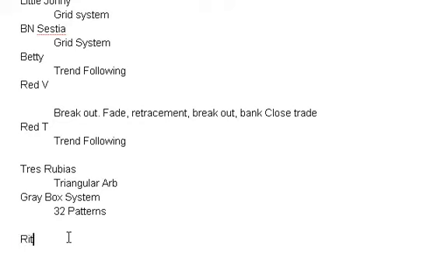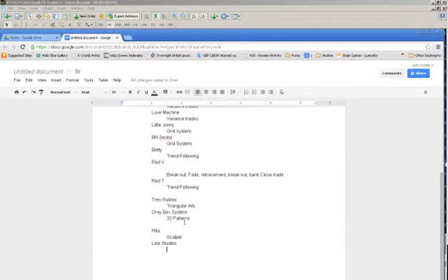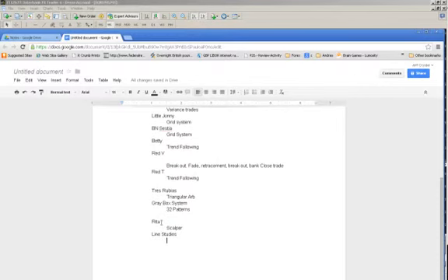Oh, there's Rita. That's a scalper. And then there's another one that uses line studies to get in and out, and it doesn't really have a name. I haven't ever named it. This one just uses trend lines and stuff like that. Now, those are the CAT tools.